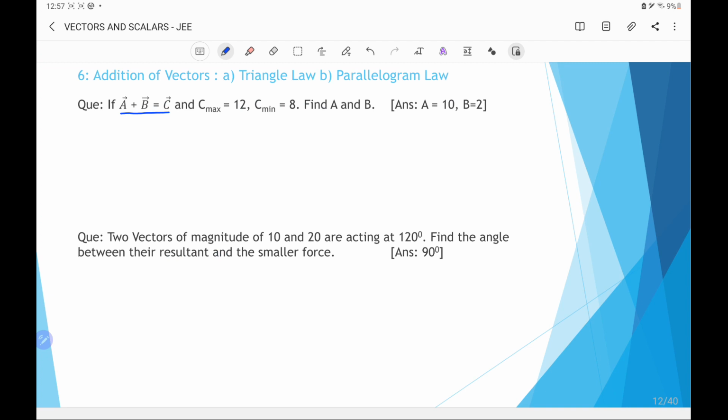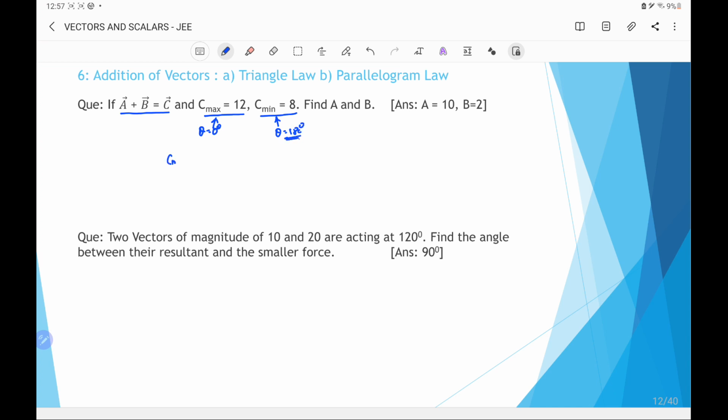Question number 2 is, if A plus B equal to C, that means sum of the two vectors is C, and resultant has a maximum value of 12 and minimum value of 8. We know that resultant has the maximum value when the vectors are in same direction, that is theta equal to 0 degree, and minimum when theta is 180 degree.